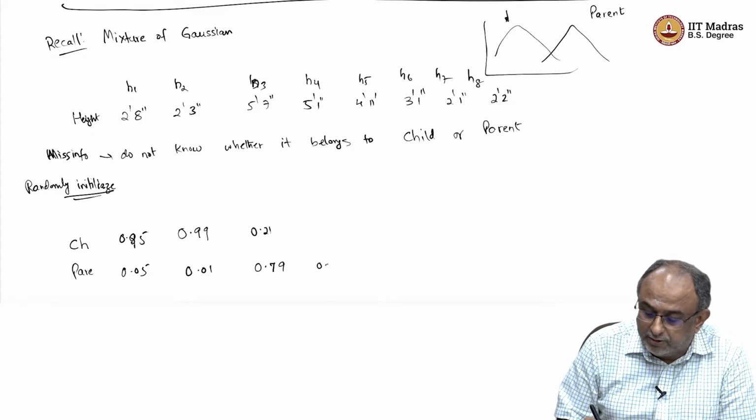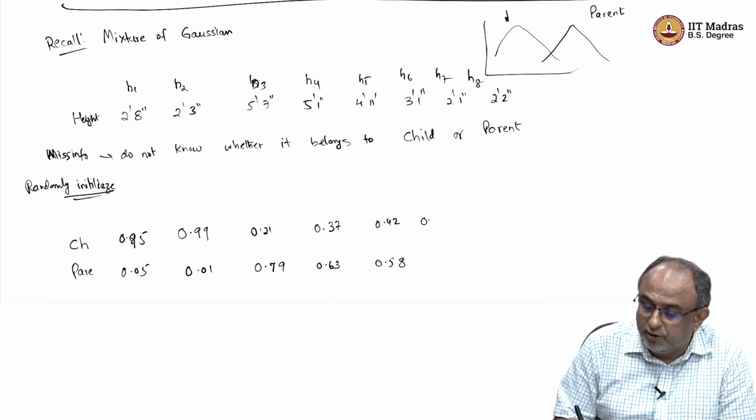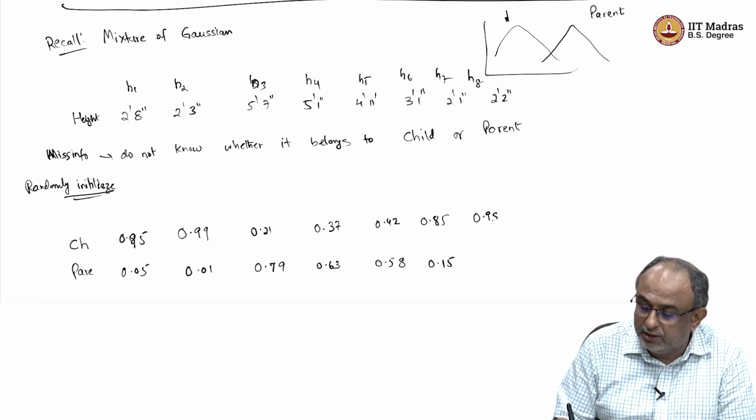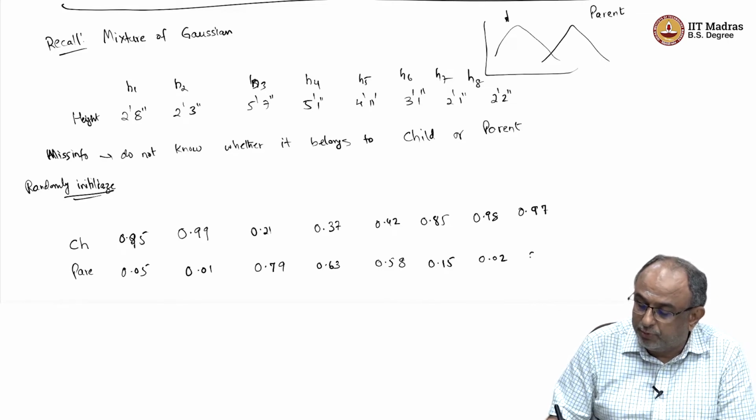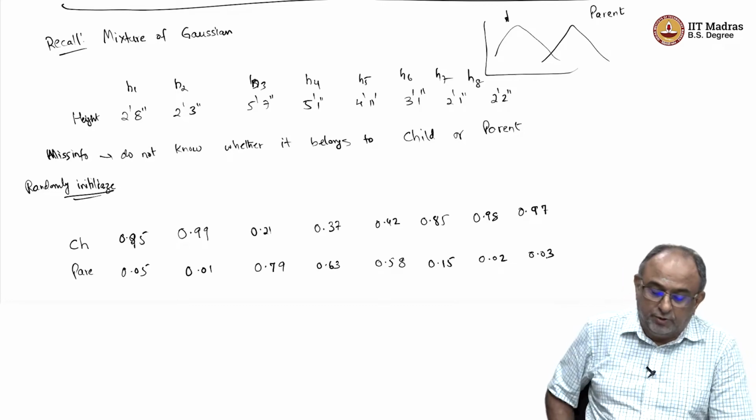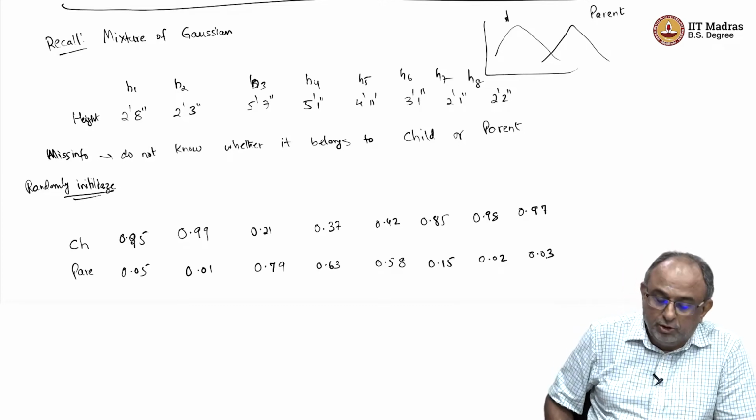And 0.63 and 0.37 or something. Then this is 0.58 and 0.42. This is 0.85 and 0.15, and this is 0.98 and 0.02, and this is 0.97 and 0.03, something like this we got. Okay. So now what will you do?